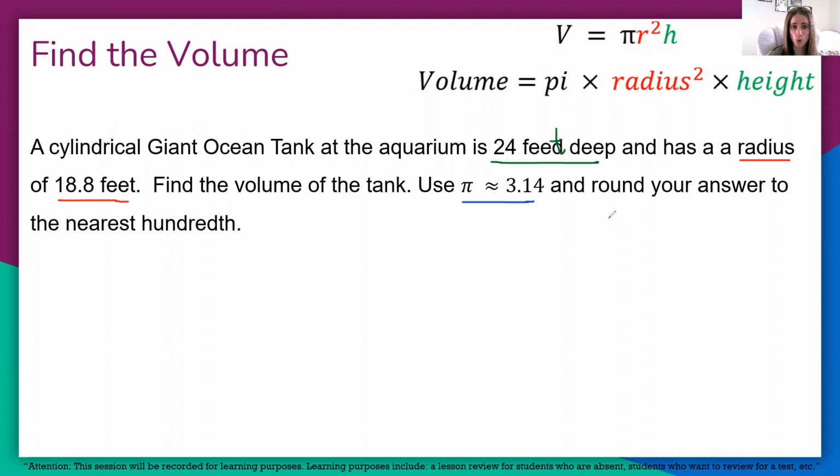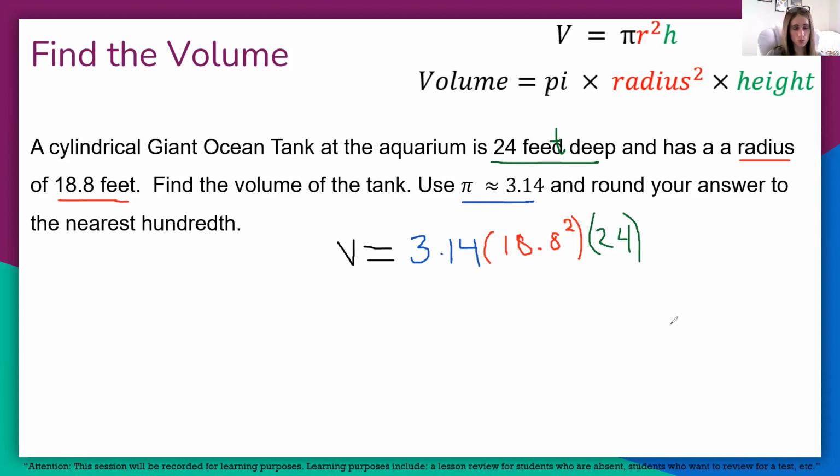We have all our information pointed out. Let's substitute it into our formula so we can solve. We don't know volume. That stays the letter V because that's what we're trying to find. We're using 3.14 for pi. Our radius is 18 and 8/10. And remember, in our formula, our radius has to be squared, and then multiplied by our height, which is 24. Now that it's substituted, we can go forth and solve this for volume.